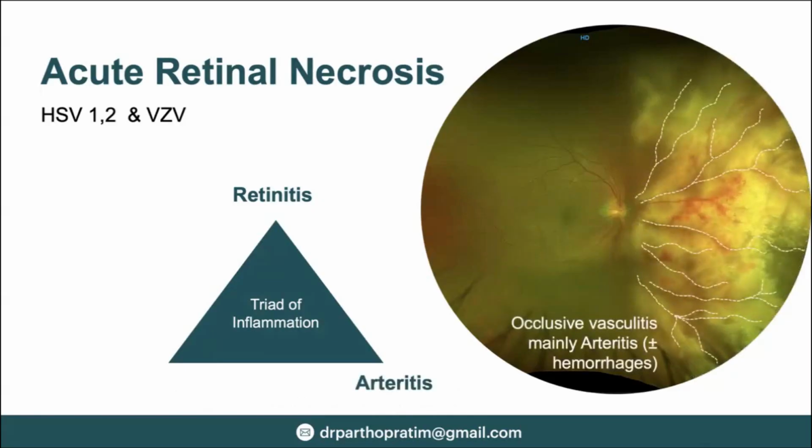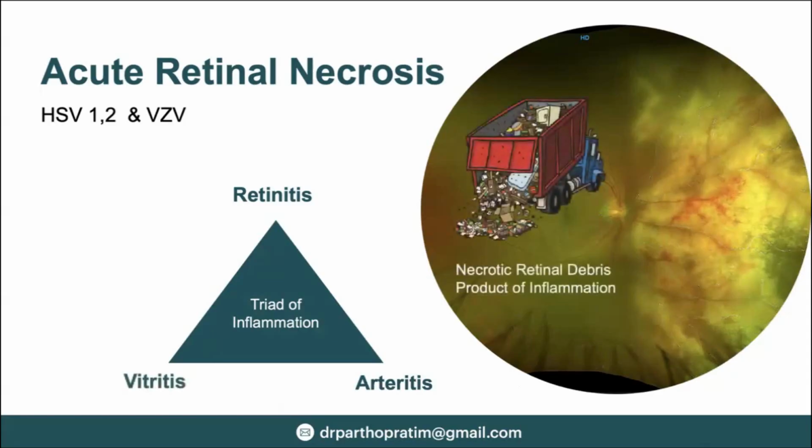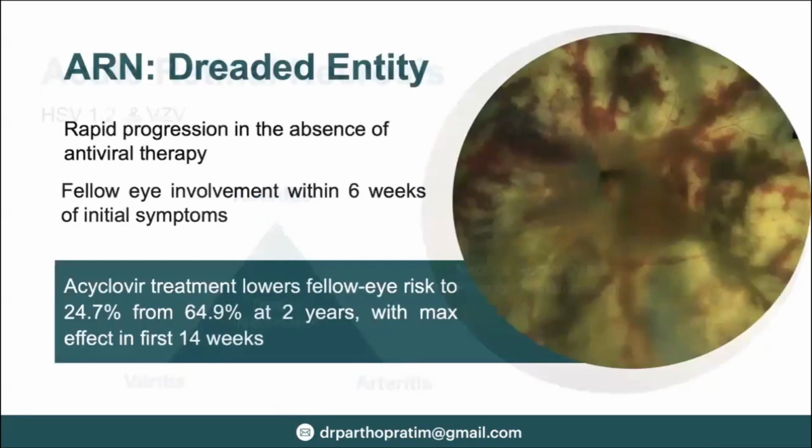Now, also you can see the occlusive vasculitis, mainly the arteritis, which is characterized by some amount of hemorrhages. And then you can see the vitritis. Now, the vitritis in these conditions is basically the necrotic retinal debris, the product of inflammation, which is continuously being sloughed off by the viral particles and being poured into the vitreous.